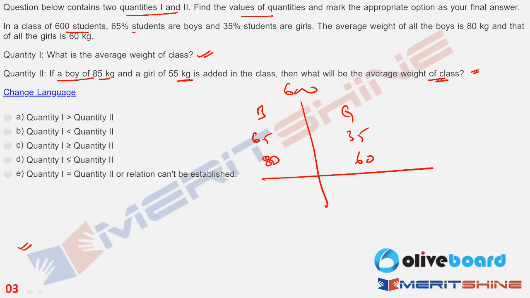Let's try to see if we can solve this question without calculating. What is this average? A girl of 55 and a boy of 85. What is the average which is getting added to the class here? Whatever that number x was, with n quantity, I'm adding 70 to the 140 and I'm increasing this n by 2.